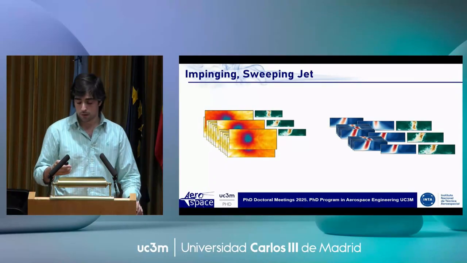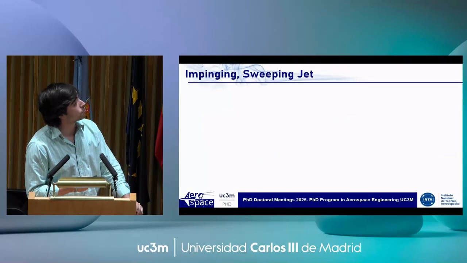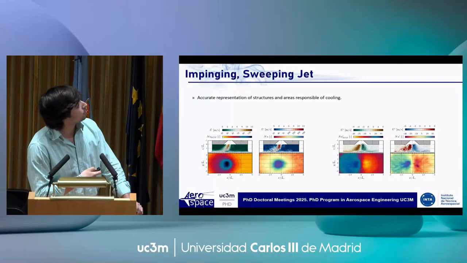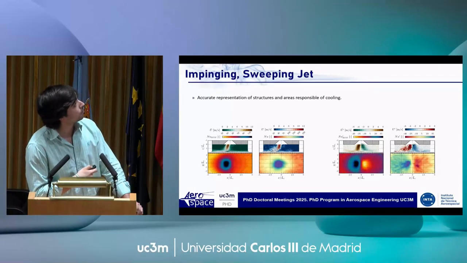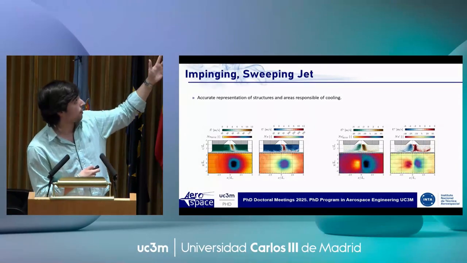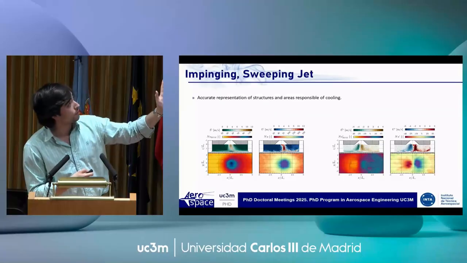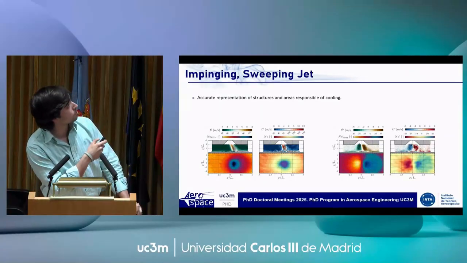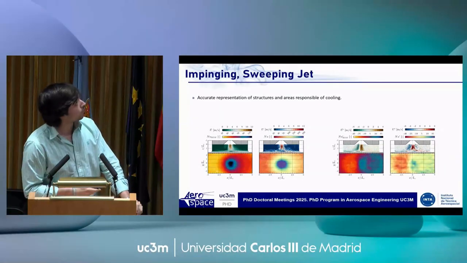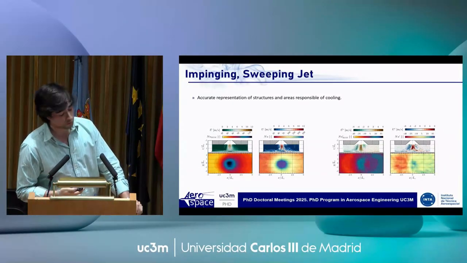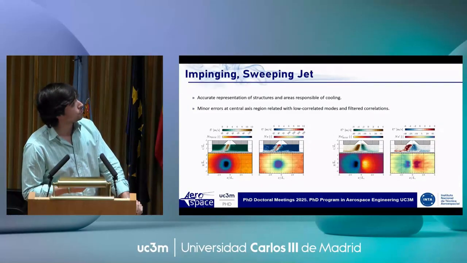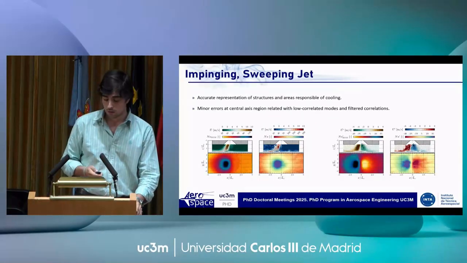Before going into comparison, we can assess the reconstruction quality. Here I'm plotting on the left the complete velocity field, and here the fluctuating component. On the left of each panel you have the reconstruction, and on the right you have the test samples. When it stops, it means that they should coincide, since they are the ones used for training. So we are able to accurately represent the structures and the areas responsible for cooling. There are minor errors at the central axis region due to the limitations of the process.